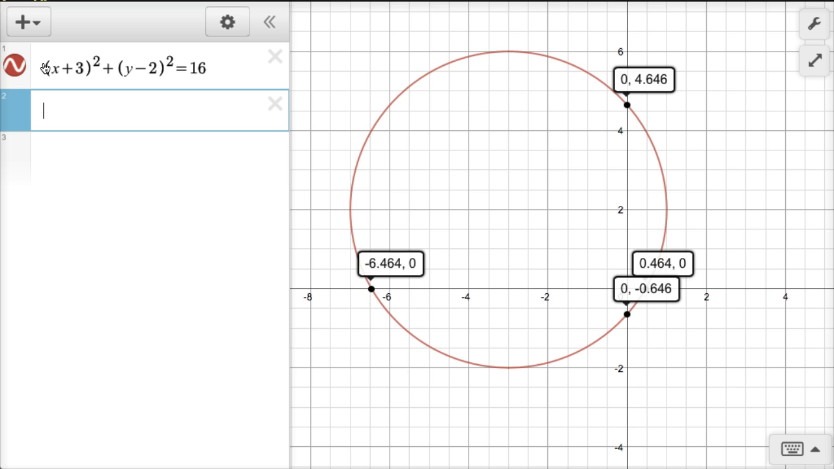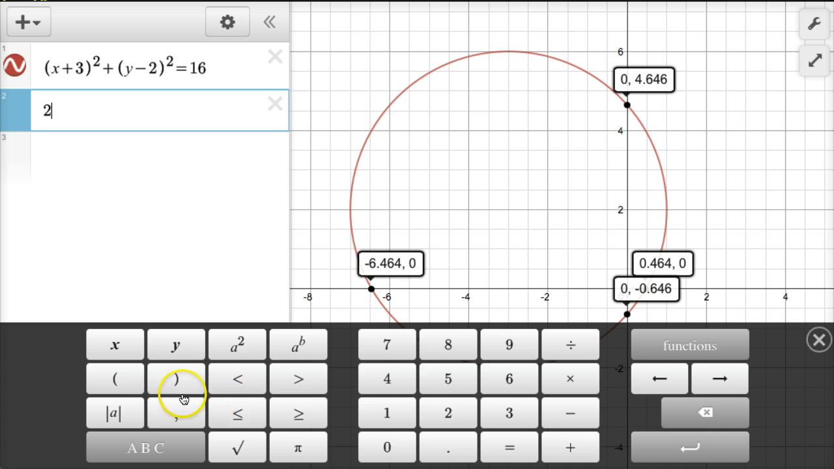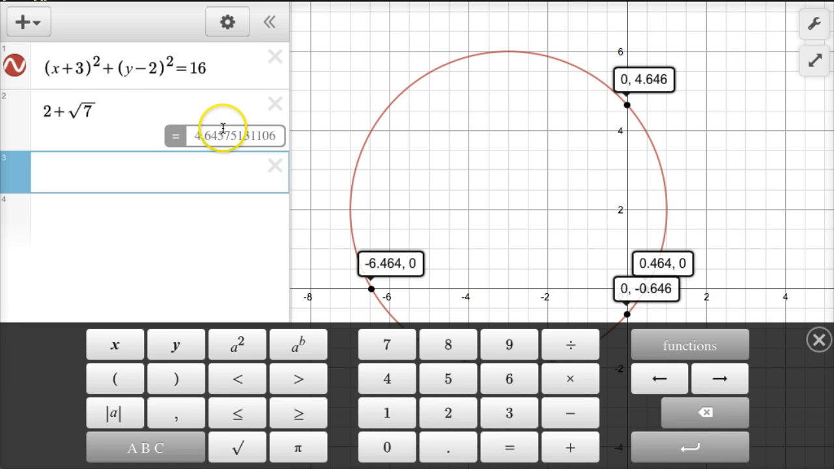Let's see if we can put in an expression and have it evaluate. What is 2 plus radical 7? It is 4.64, right? So we had 2 plus radical 7 and we had 2 minus radical 7, and that's −0.64. So does that check out with the y-intercepts? Yeah, so there's 2 plus radical 7. Down here is 2 minus radical 7. So those are the two y-intercepts I found. And so now you're going to find the x-intercepts.